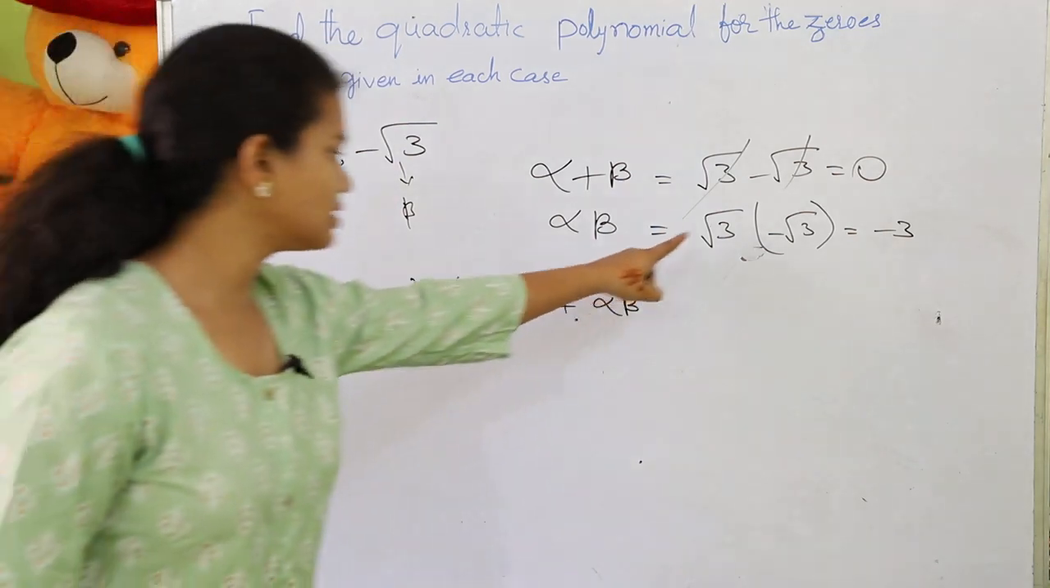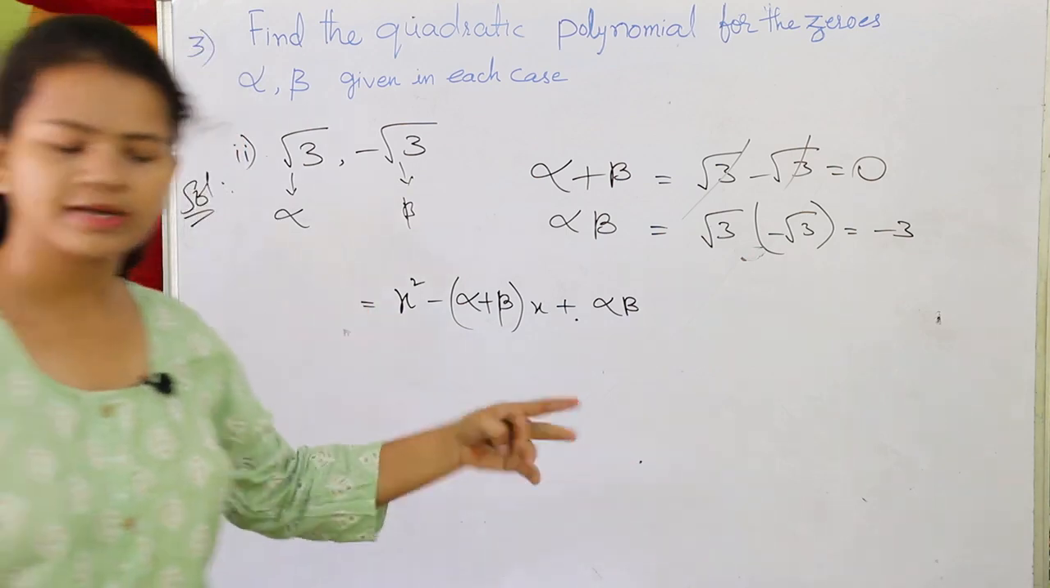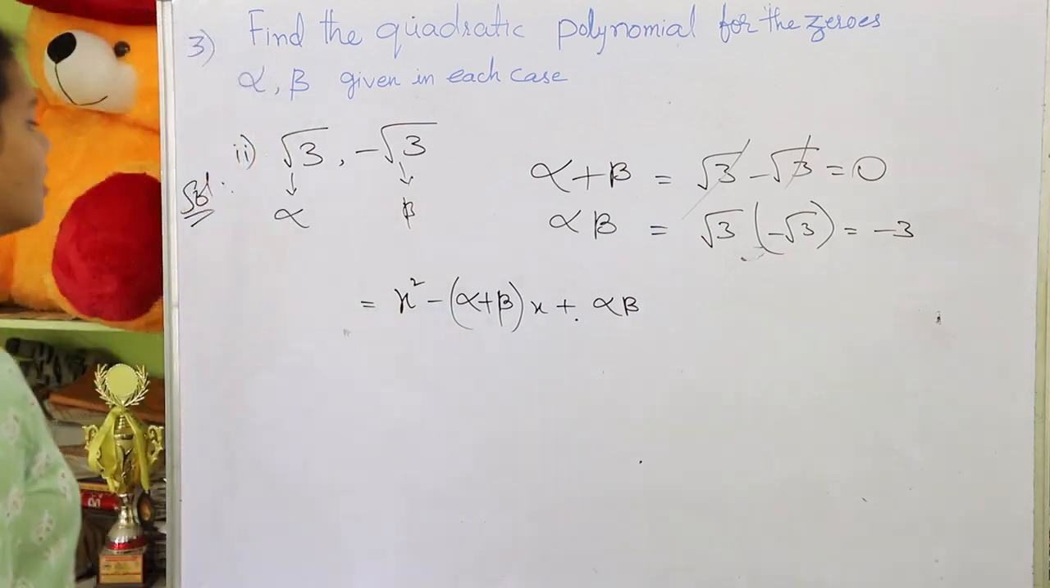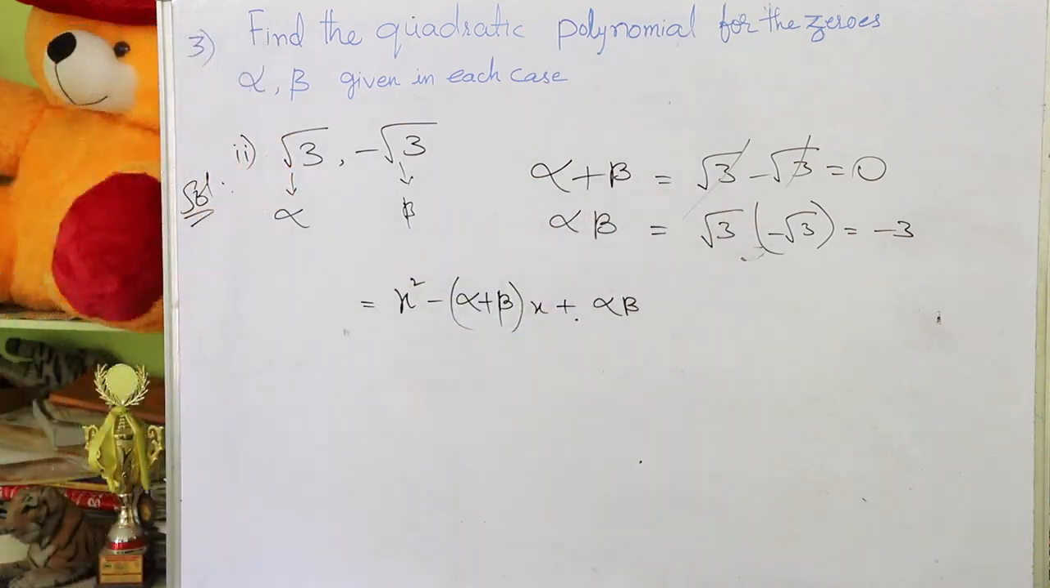Means root 3 into minus root 3 gives minus root 3 whole square. Square root cancel, you will be getting minus 3. So we got alpha plus beta value is 0, and alpha into beta value is minus 3.